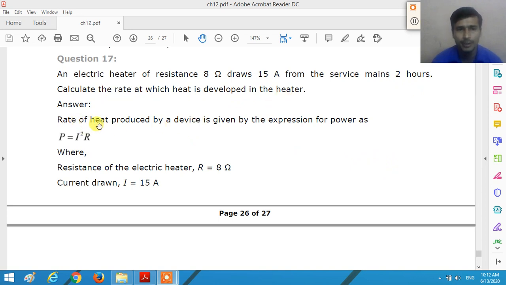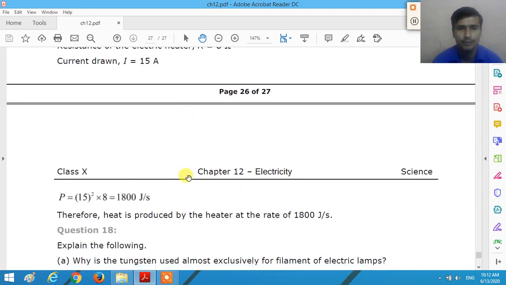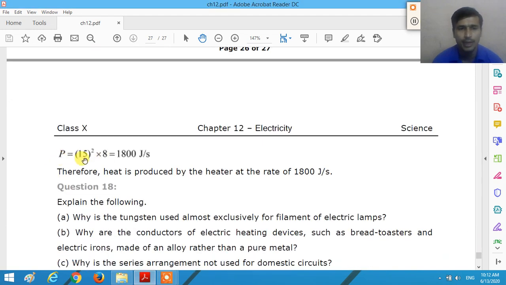So the rate of heat produced by a device is called the power, and power is given by the formula P is equal to I square into R, where we take R is equal to 8 ohm and I is equal to 15 ampere. So if we calculate, P is equal to 15 square multiplied by 8 ohm, we get 1800 joule per second. So 1800 joule heat will be produced by the heater.